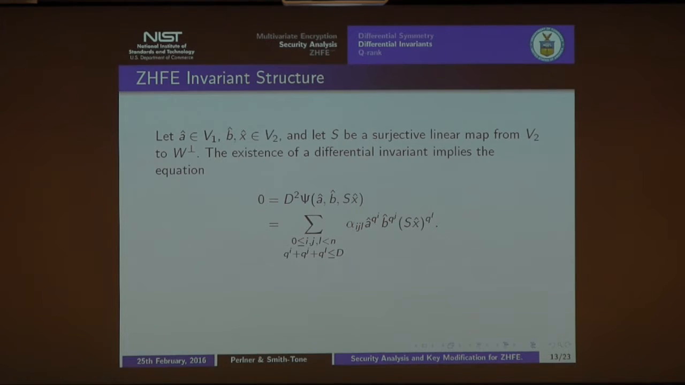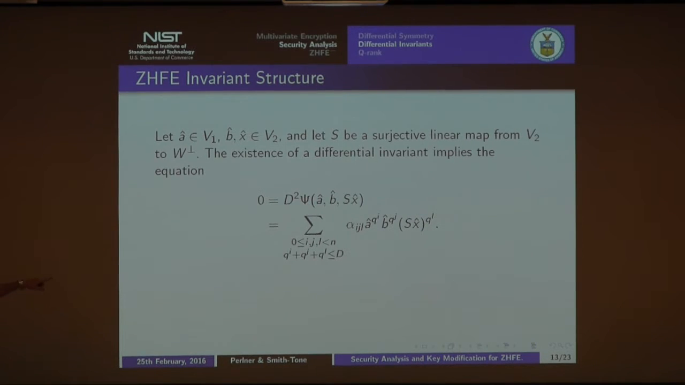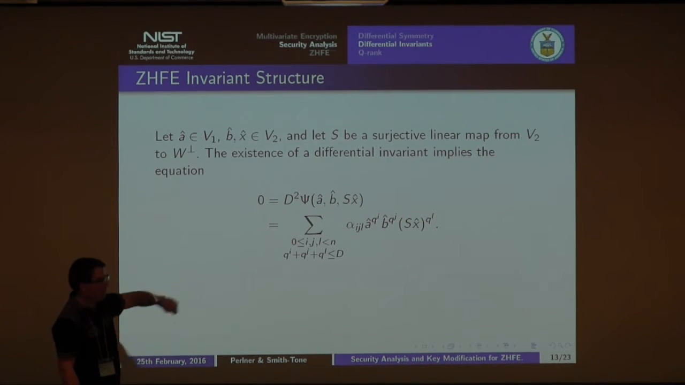Okay, and so for analyzing this, there's some nice fun little techniques, but here I have A hat, B hat, and X hat in V1 and in V2. I'm calling them hat now because I'm actually already considering them to be the image of a projection map from the entire space. Okay, but the existence of this differential invariant implies that the second derivative of psi evaluated at these coordinates, where S is a surjective map from V2 onto W perp, you have to get 0 out of it. If we expand what that means, we get this system, or these cubic monomials, the sum of these cubic monomials.